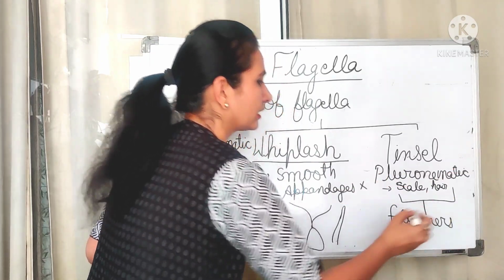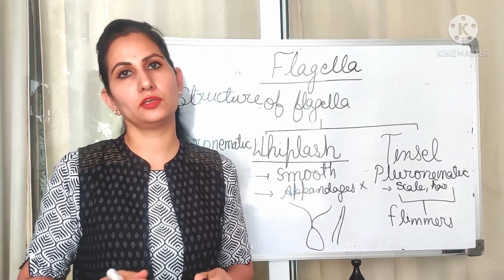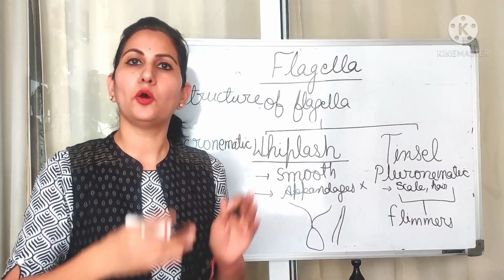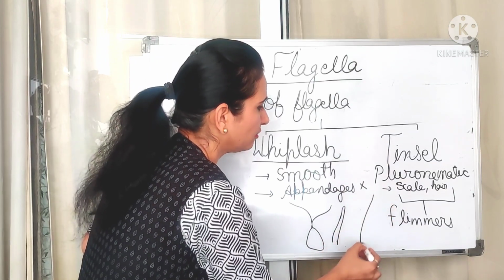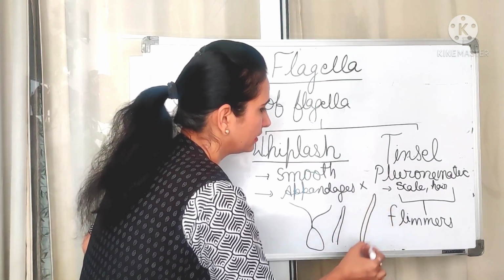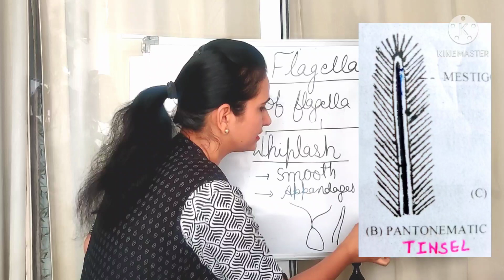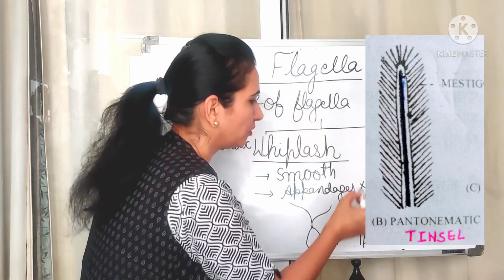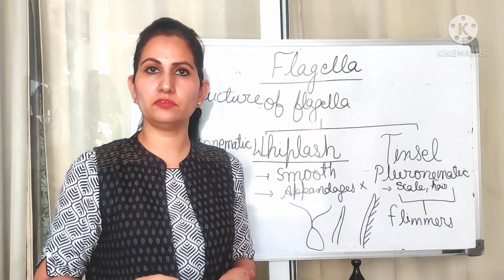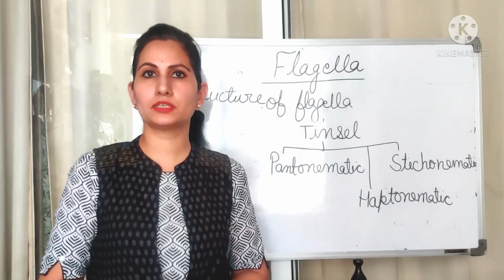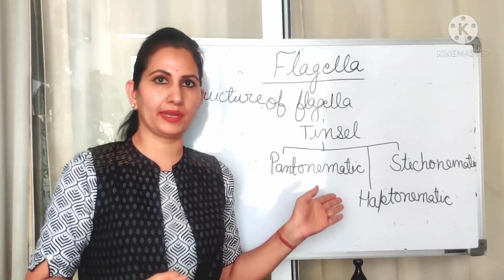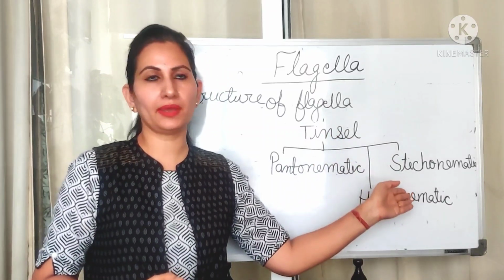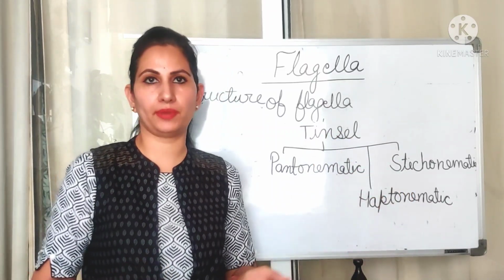Flimmers. These appendages are known as flimmers, which are present on the surface of the pleuronematic or tinsel type of flagella. Here I am making the appendages. Appendages are present on the outer surface of the flagella. Tinsel flagella are further divided into three more categories. First one is pentonematic, second one is stichonematic, and third one is haptonematic.